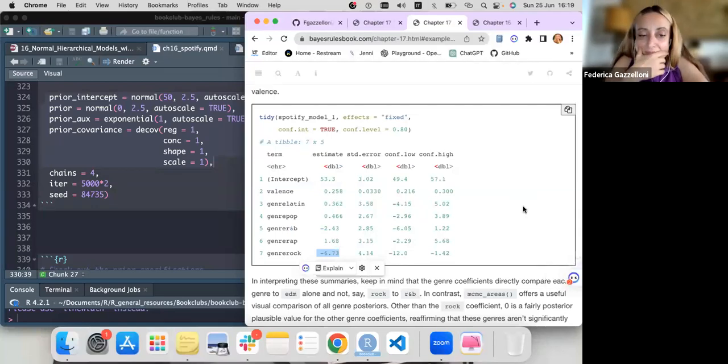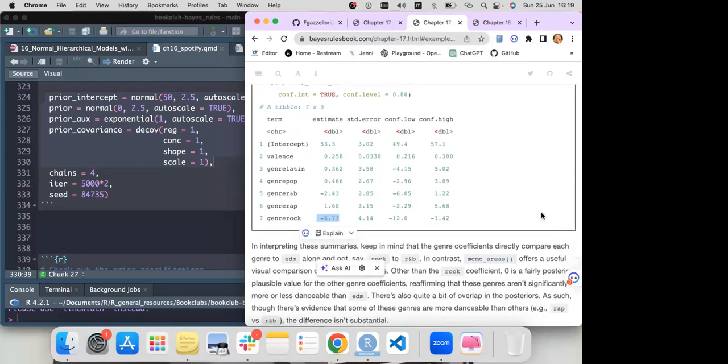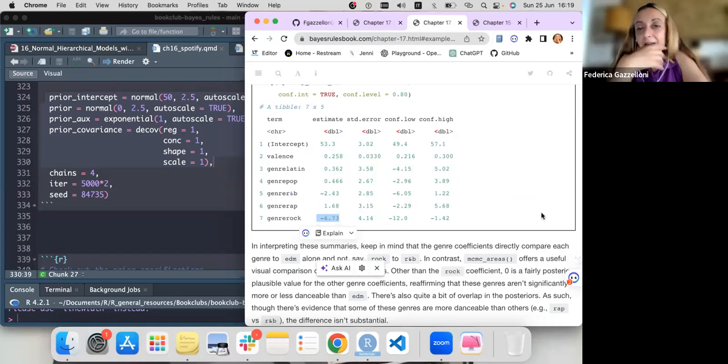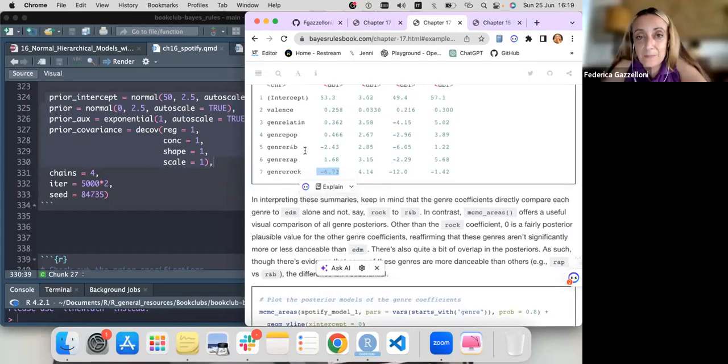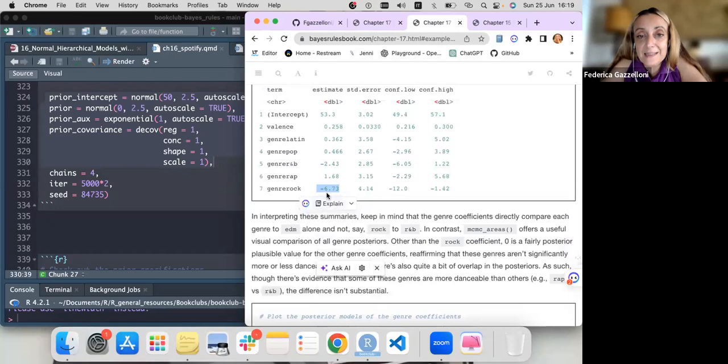Unless you want to say something about that, maybe. So when those coefficients are negative, I'm trying to understand, that means that those genres, those songs, are less danceable than the global average. Is that right? Yeah, I'm assuming that, yeah. Okay, thank you. Basically, they are influencing the danceability negatively.